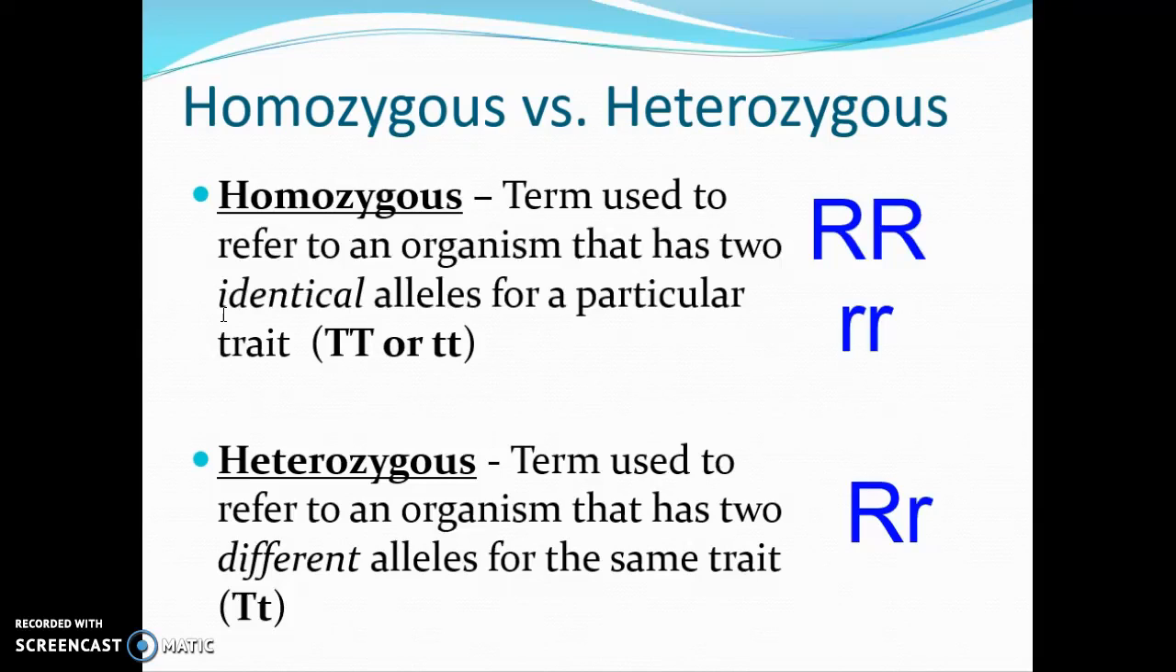And then heterozygous, when we're talking about the prefix hetero, we know that means different. So an organism that is heterozygous is going to have two different alleles for the same trait, so a capital and a lowercase. If you look at our example, we have capital T, lowercase t, and capital R, lowercase r. When we write these, we want to put our capital letter first. So it'll go capital lowercase instead of lowercase capital, just for some housekeeping.